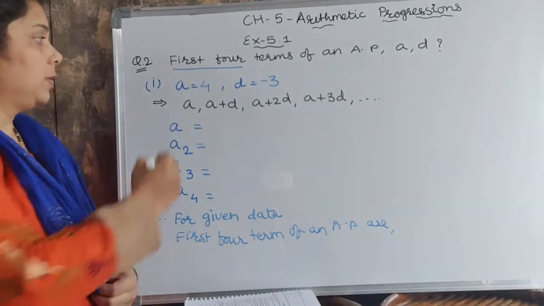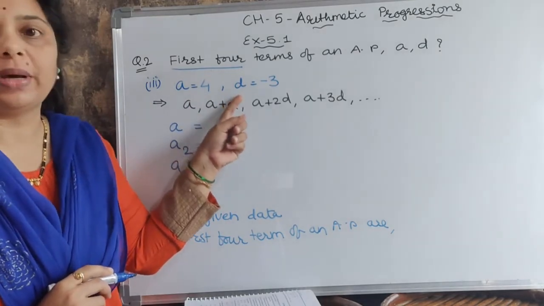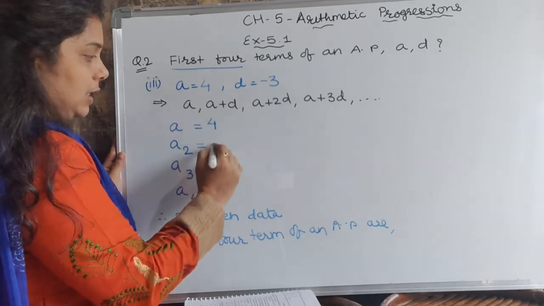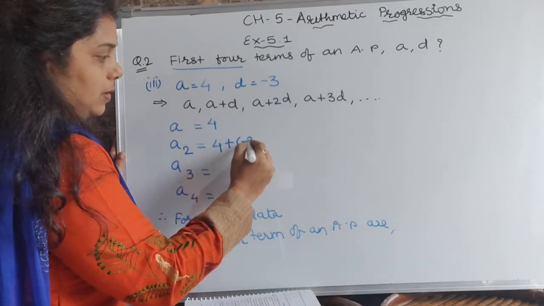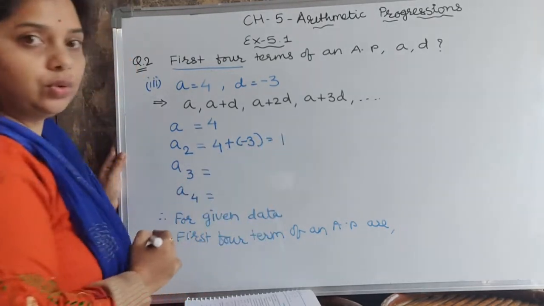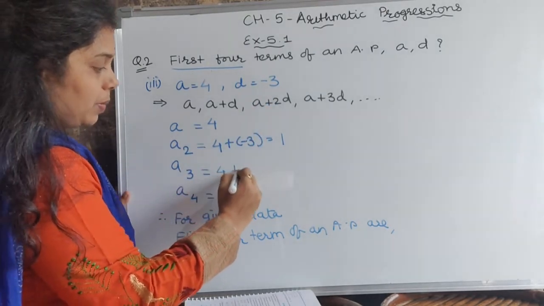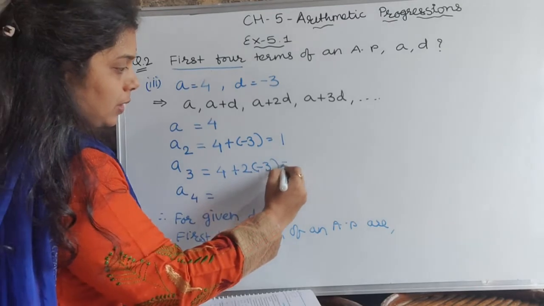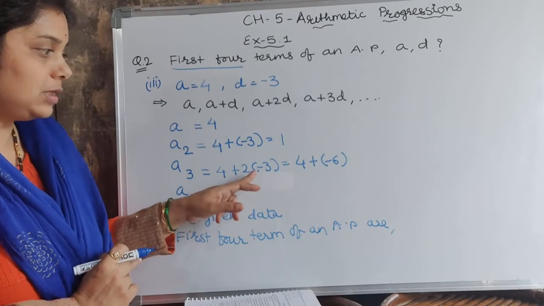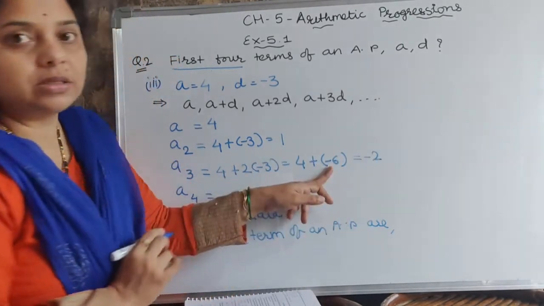Now the next one, the third one. A is equal to 4 and D is equal to minus 3. So again, A is equal to 4, A2 is A plus D. So 4 plus minus 3. Plus minus gives minus, so it is 4 minus 3 is equal to 1. Now again, A3 is A plus 2D. So 4 plus 2 times minus 3. So it is 4 plus minus 6, since 3 twos are 6 and it is minus. So plus minus gives minus again. So we finally get minus 2.